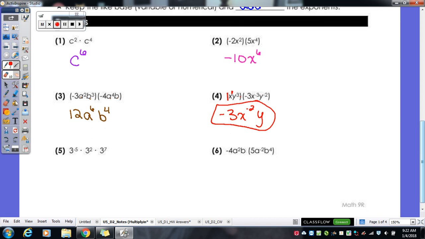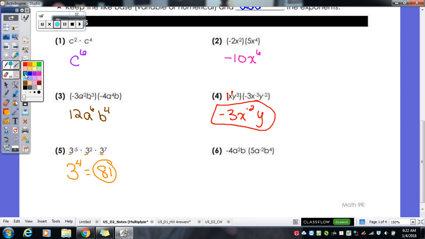So number 5, our base is a 3. Negative 5 plus 2 plus 7, 4. Now whenever it's a number like that, you actually have to figure out what is 3 to the 4th power. 81. Can't do that with your letters, but with your numbers you always have to do that.